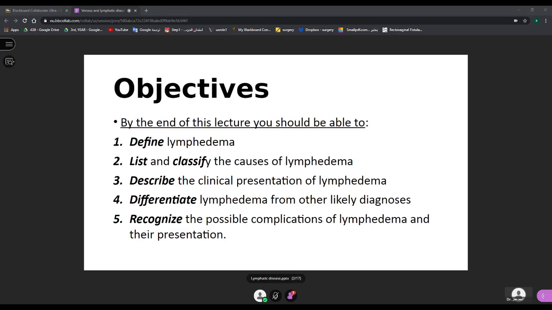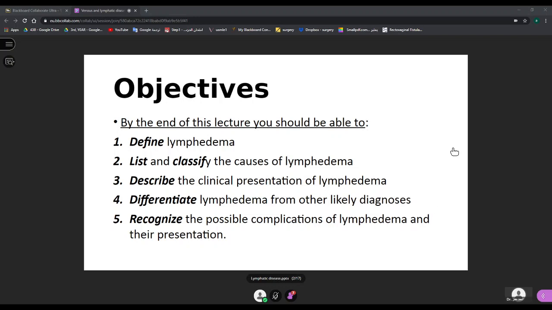So in this lecture, we'll be talking about lymphedema. Lymphedema is edema due to abnormality of the lymphatic system. So we will define this lymphedema, and we will list and classify lymphedema, and we'll describe the etiology of this condition and the clinical presentation. And then we will try to find how to differentiate between edema due to lymphatic disease and edema due to, for example, venous disease. And we will also try to recognize possible complications of lymphedema and disease.